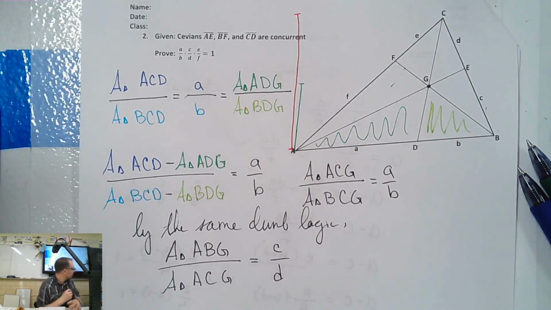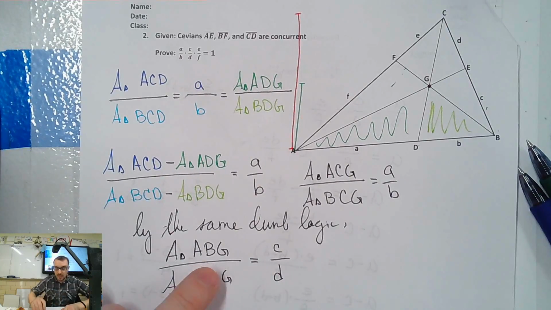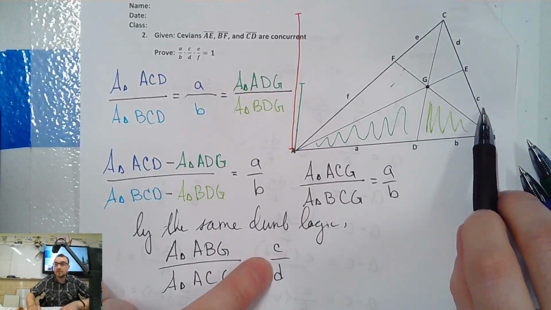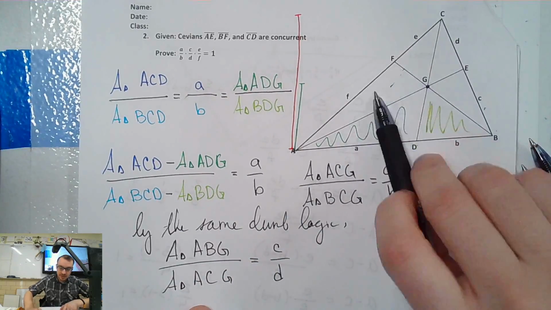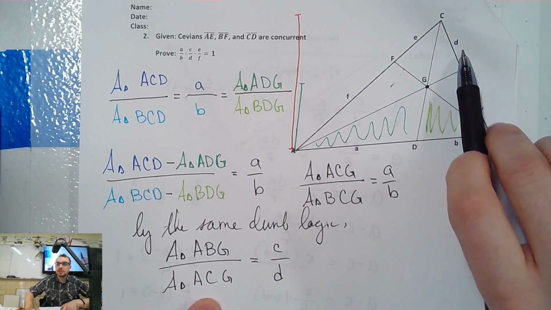Now be careful when you write these that you match up the letters correctly. So ABG is this bottom one, and it goes with C, right? And this is the top one, and it goes with D. Make sure you're careful with that.